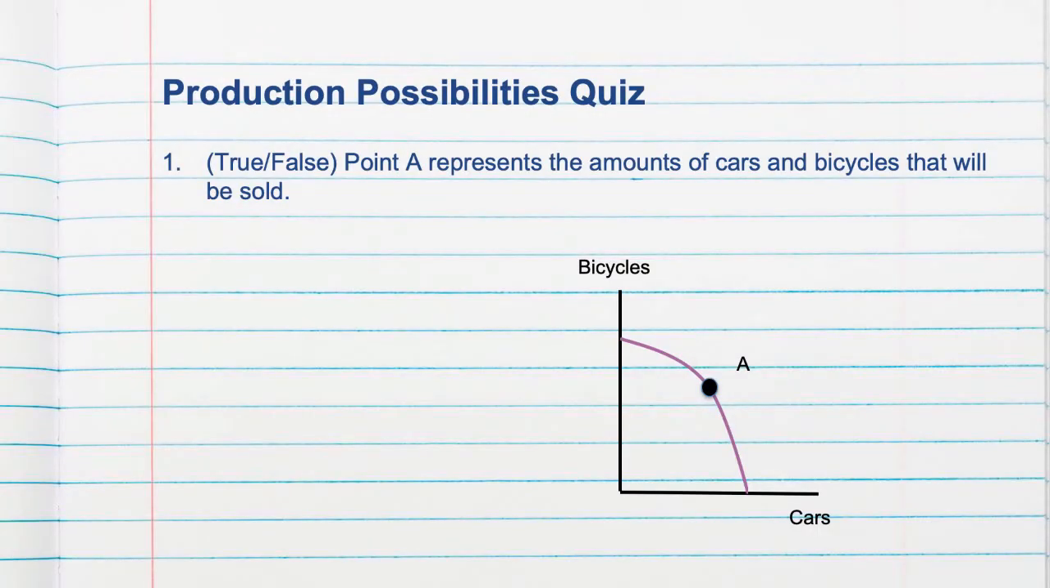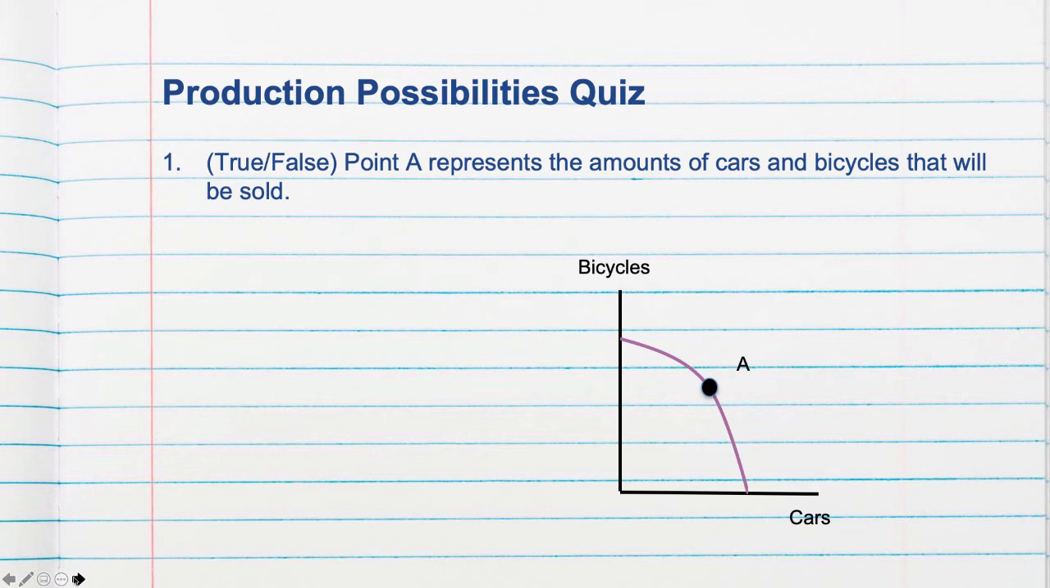First question. True or false? Point A represents the amount of cars and bicycles that will be sold. So this is a production possibilities curve. We have bicycles on the vertical axis and cars on the horizontal axis. Point A is clearly on the production possibilities curve. Is point A representing the amount of cars and bicycles that will be sold? You have about 5, 4, 3, 2, 1.